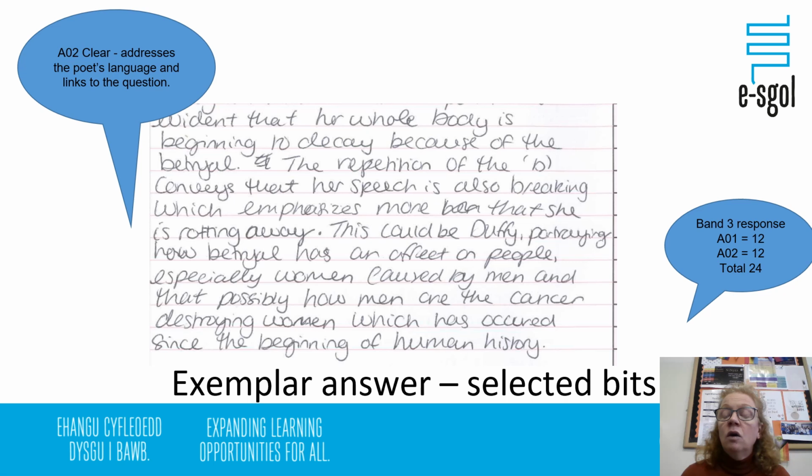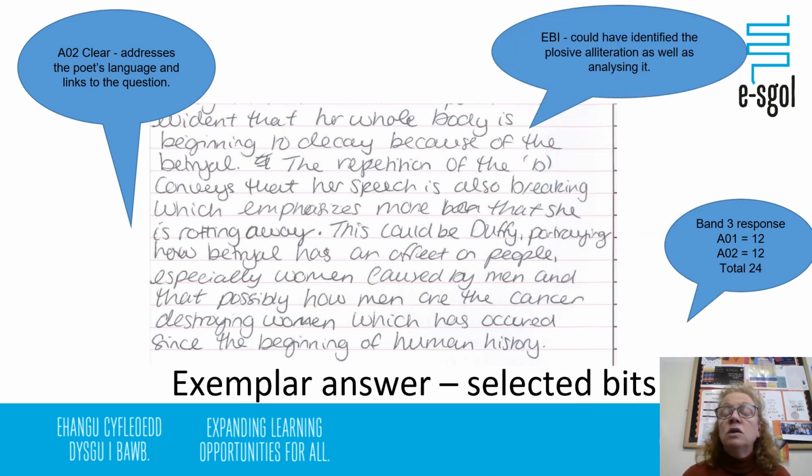This candidate got 12 and 12, which gave them a total of 24 out of 40, which is that sort of band 3 response. So you can see that there are things that they could have identified, things they could have done better, but obviously I've only given you a tiny taster of it. But you can see how this candidate is incorporating the linguistic analysis into their response.